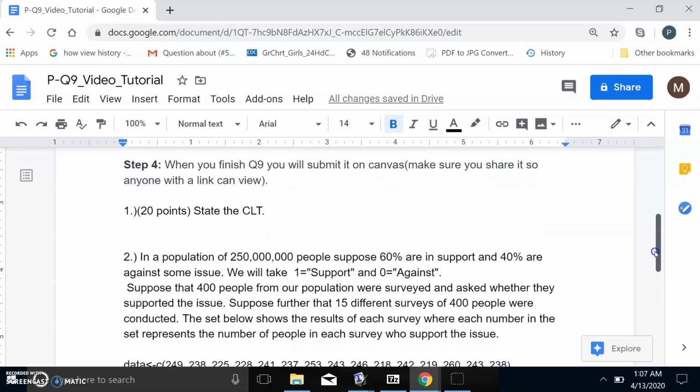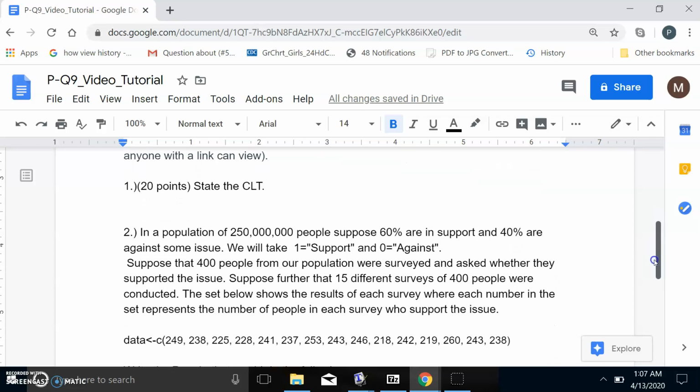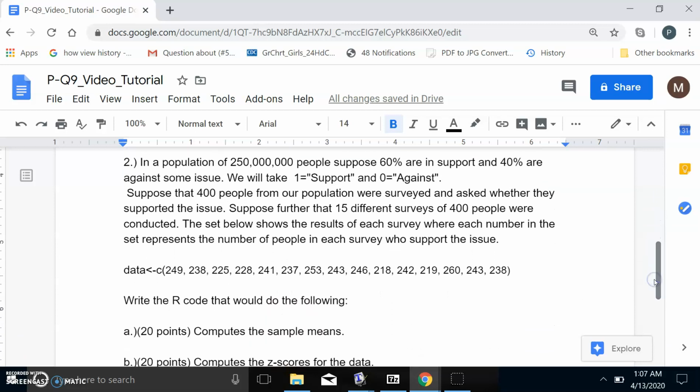Okay, so let me just go down here. I'm going to skip question 1 for now. I'll come back to that. Let's go on to question 2 here. It says, in a population of 250 million people, suppose 60% are in support and 40% are against some issue. We will take 1 to equal support and 0 equal against. Suppose that 400 people from our population were surveyed and asked whether they supported the issue. Suppose further that 15 different surveys of 400 people were conducted.